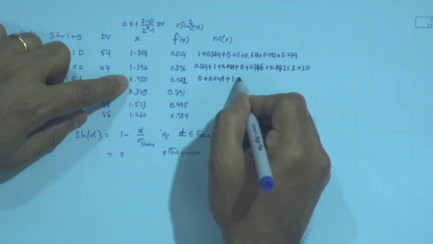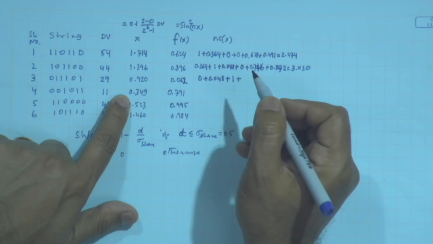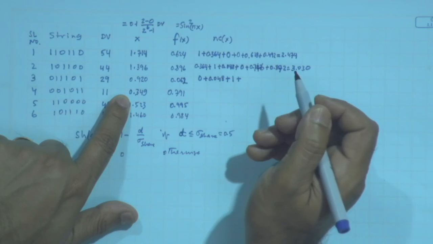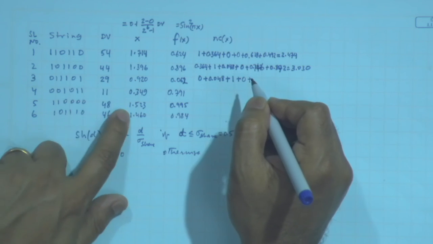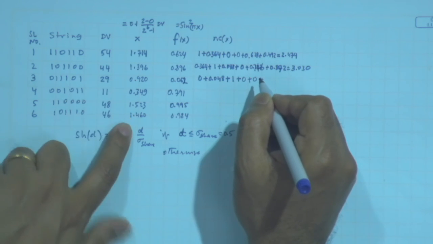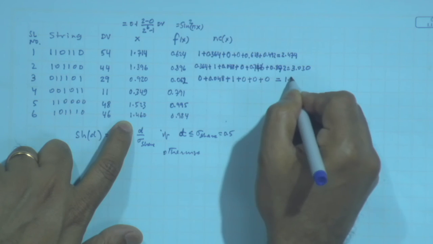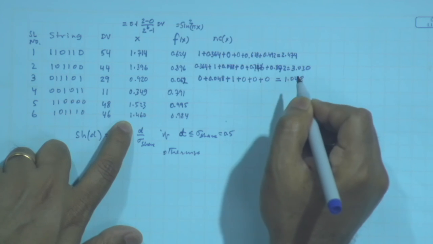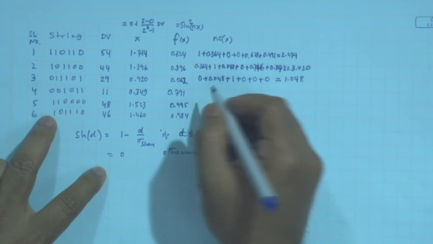3 to 3 itself is 1, plus 3 to 4, now you need to compute, and that's not within 0.5. Not within 0.5, right? So 0 plus 3 to 5, it's also not within 0.5. Plus 3 to 6. Is it? It's also not. So that's easy. So we just have 1.048 here, this little contribution from the second one to the third one. That's it. Okay. Then the fourth one.